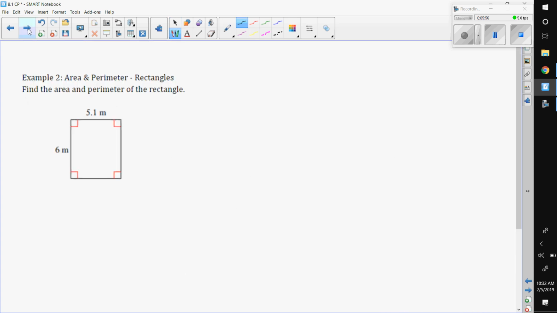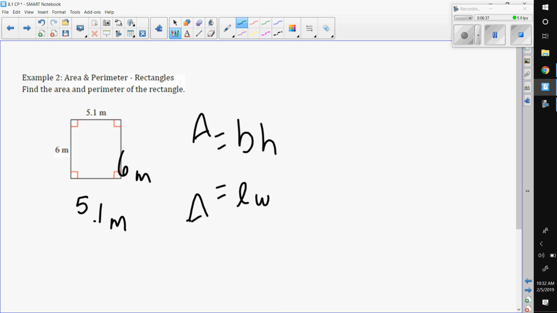And one more example for this, I've got a rectangle. I should know that my opposite sides are congruent, so this one's 5.1 meters, and this one is 6 meters. So I've got my two side lengths here. I know my opposite ones are congruent, so 5.1 meters for this. So my area is going to be base times height or length times width, either one.